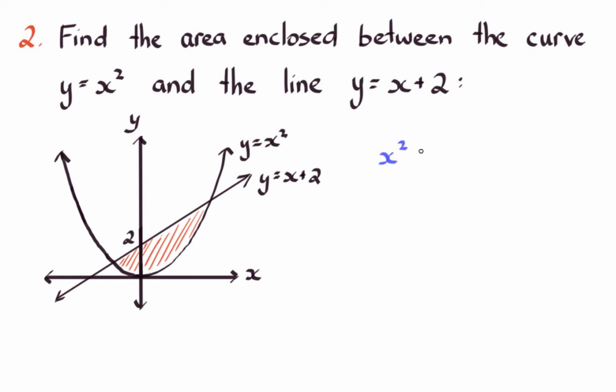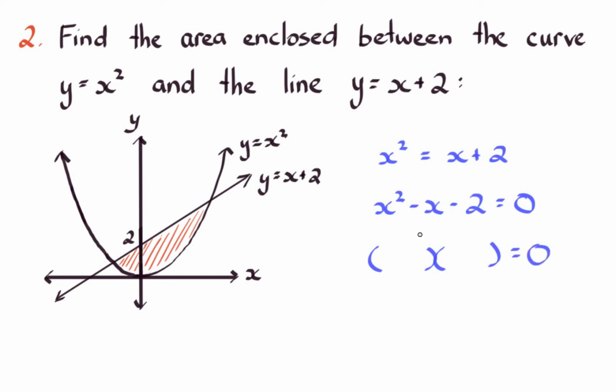So y equals x squared, but y also equals x plus 2, meaning they're equal to each other. This is a quadratic, so if we move everything to the left-hand side and have our right-hand side equal to 0, we can factorize and solve our quadratic. Factorizing this, what do we get? Well, we get x plus 1 and x minus 2, meaning that the x values are negative 1 and 2. So let's add them in over here.